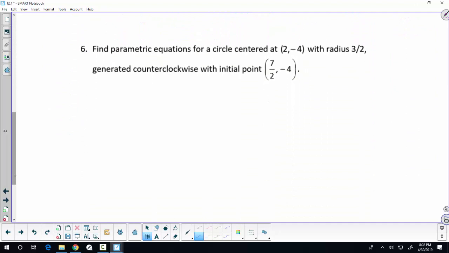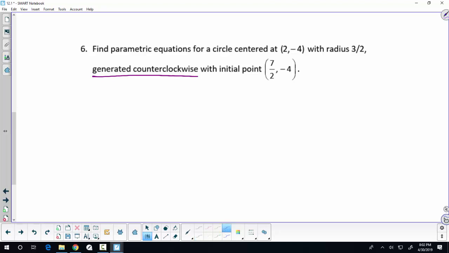The next example has us find a parametric equation for a circle centered at 2, -4 with a radius of 3/2, generated counterclockwise. Remember, there's 2 ways to do that. X cosine, y is sine with a positive b, or x is sine, y is cosine with a negative b. So I would try to set this up initially in the most straightforward way, and then see if that matches with the initial point. And from there, we can manipulate if we have to.